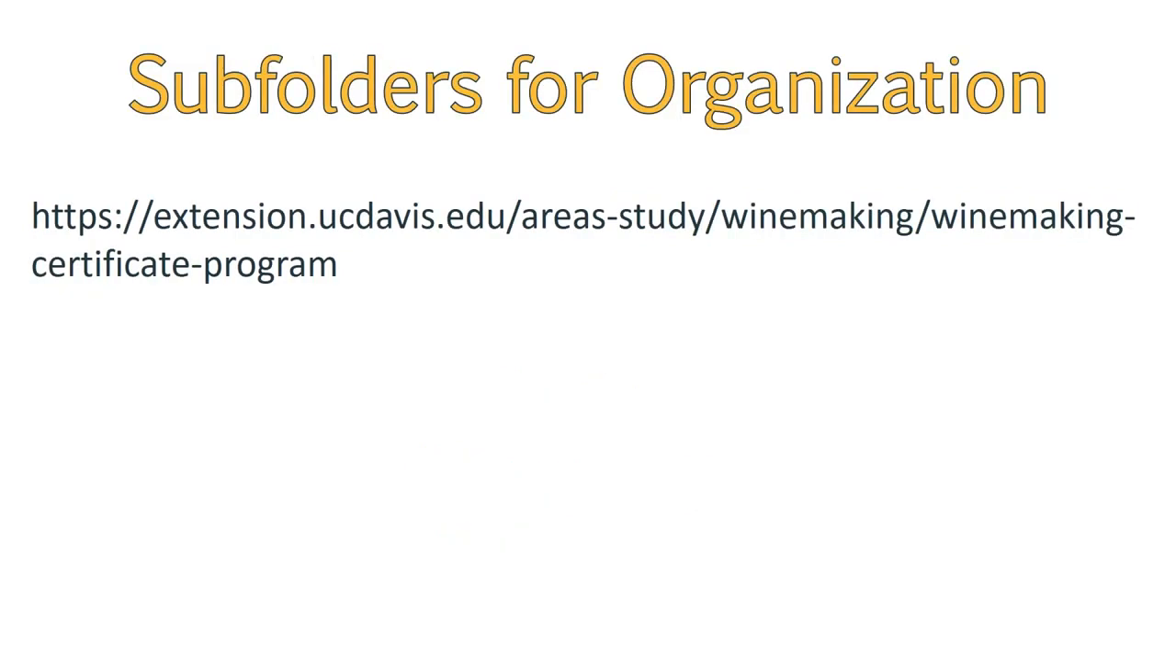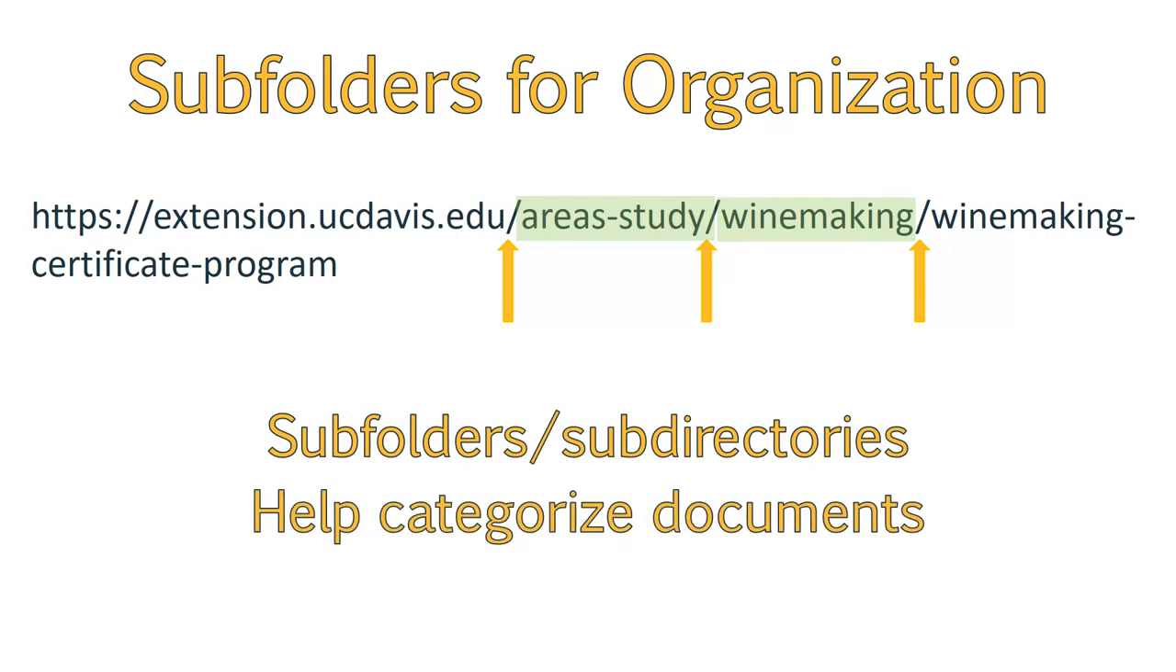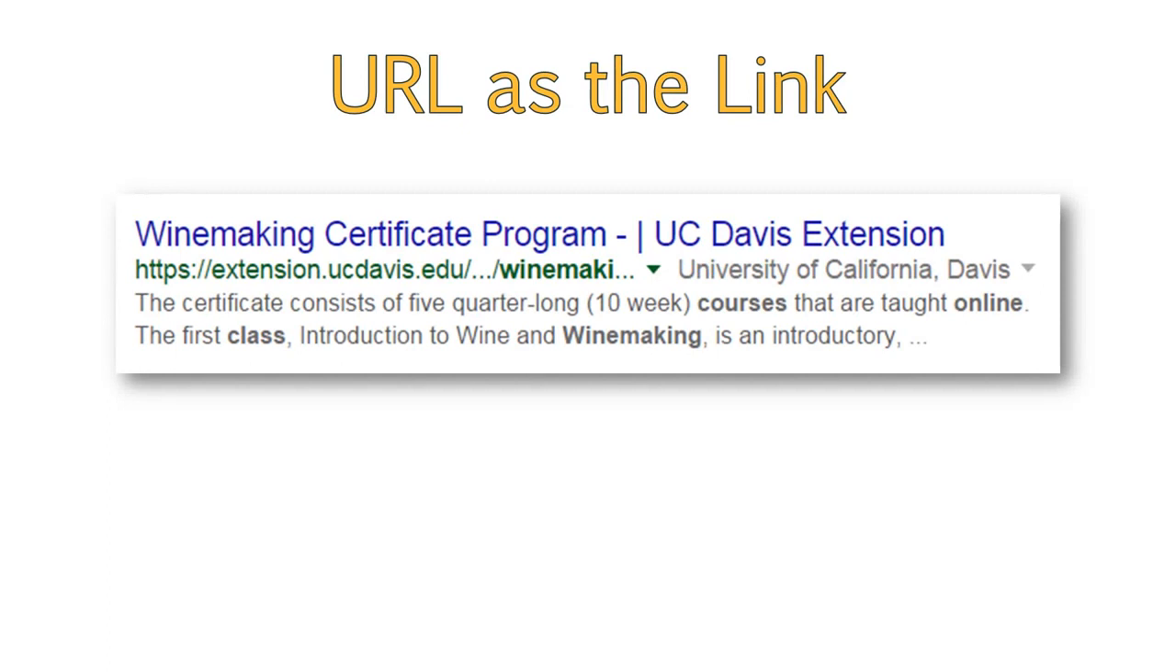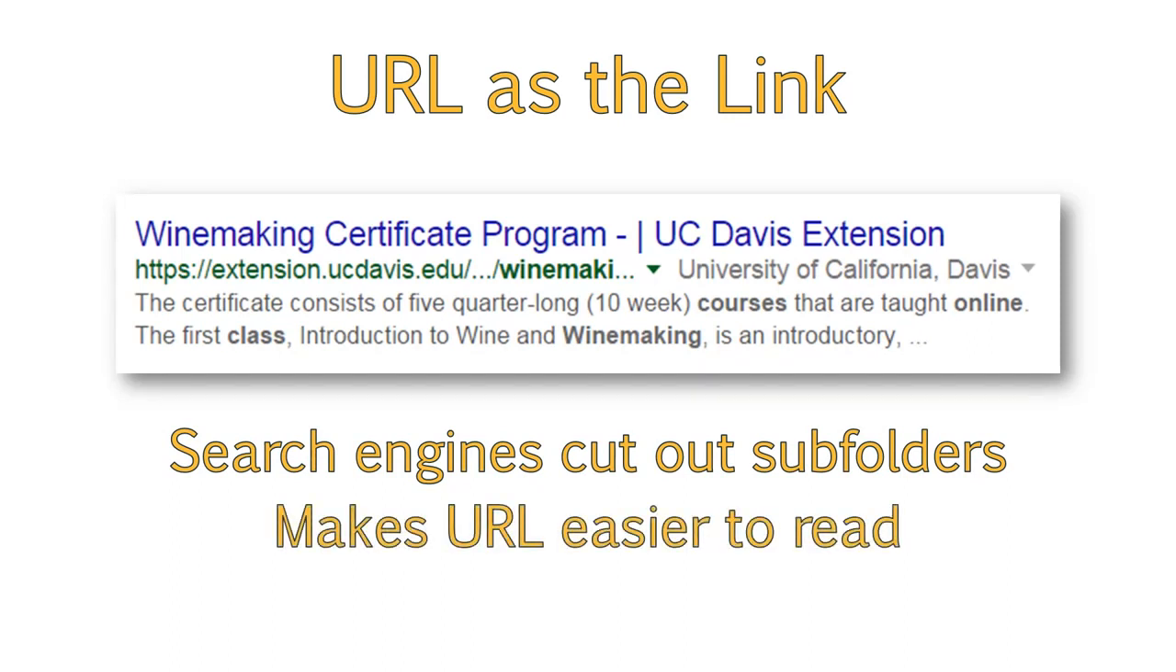When looking at this URL, you can see various forward slashes containing information. For example, areas of study and winemaking. These are subfolders, also known as subdirectories, which help to categorize documents on a site. When search engines display the URL, they will generally cut out the middle categories or subfolders to make the URL shorter and easier for viewers to read.